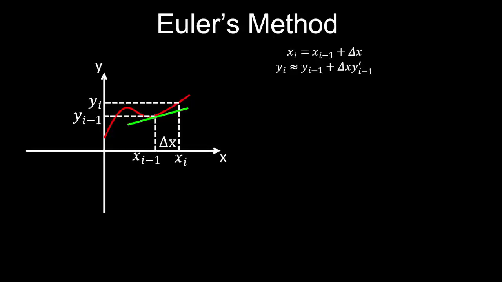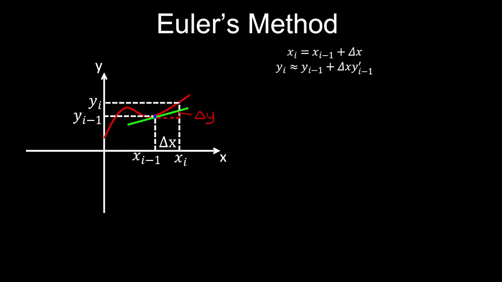We can use Euler's method to approximate a solution to a differential equation or find a point on the solution curve. So to find an approximation for yi, we start off at yi minus 1 and we add delta x multiplied by the slope of the tangent to the curve at yi minus 1, which is the derivative. And that'll give us delta y.